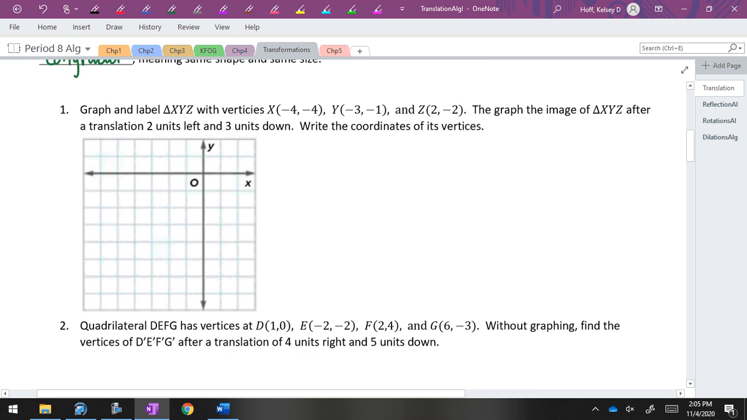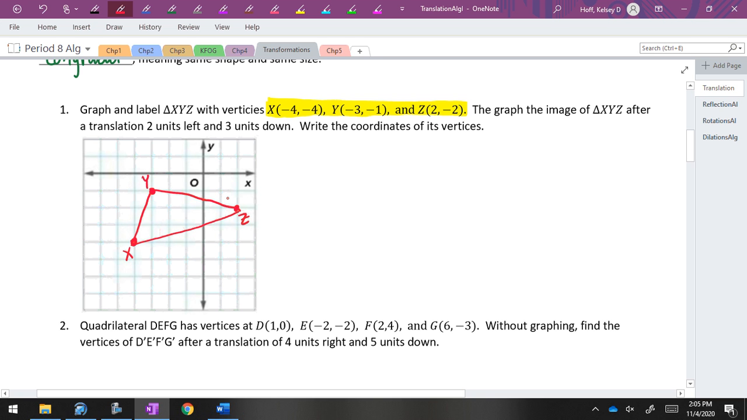Number 1, graph and label triangle XYZ with those vertices. Then graph the image of XYZ after a translation 2 units left and 3 units down. Write the coordinates of its vertices. Start with this. Plot these points. Label the corners. Draw the triangle. Just start with the original. Plot the XYZ that's given to you.